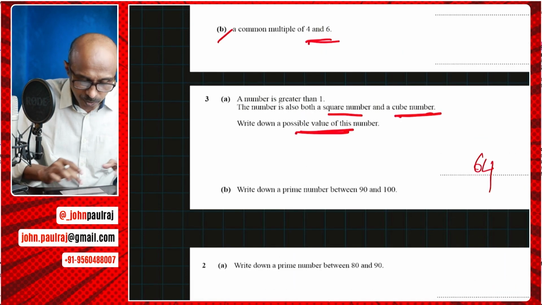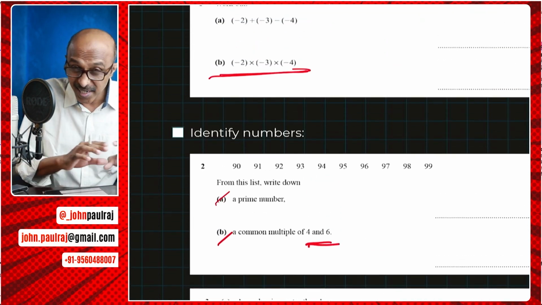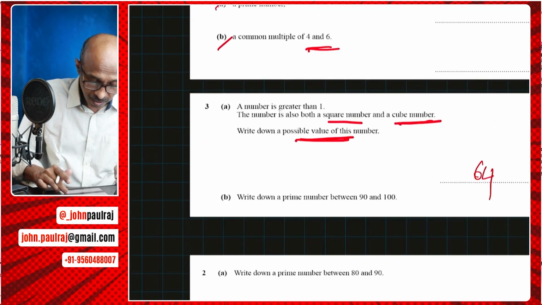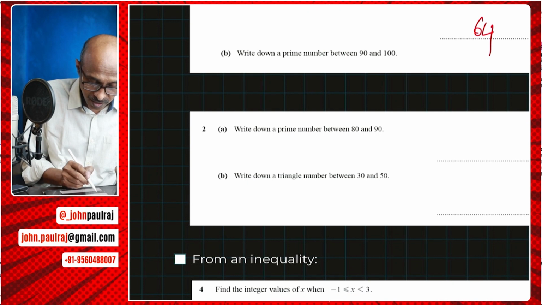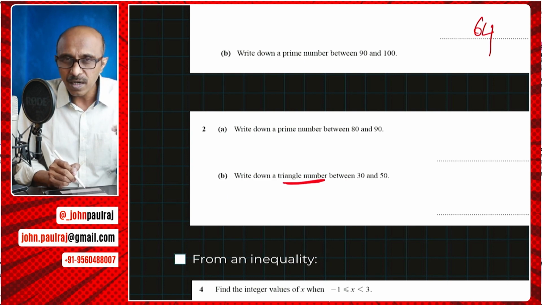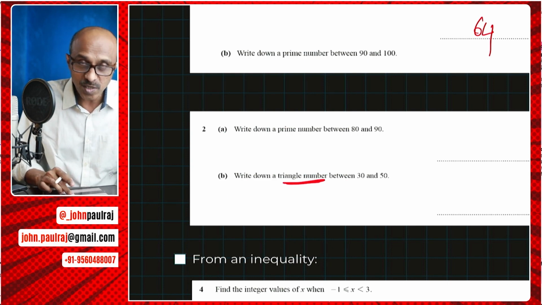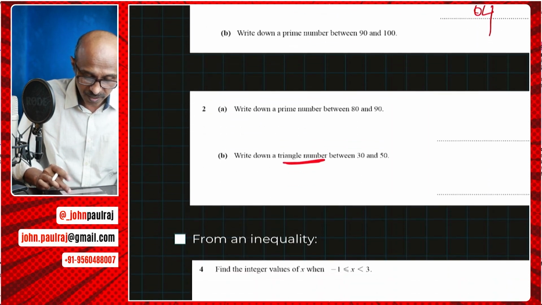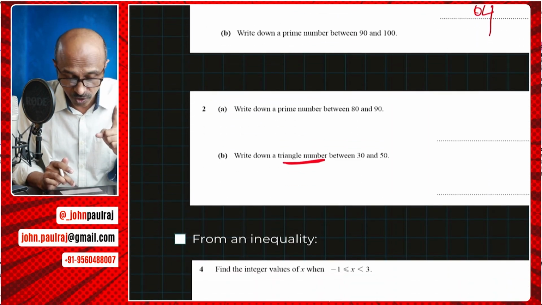So basically, I've grouped all these kinds of questions under what I've called identify numbers. So either a list is given or some kind of condition is given. One interesting question here is, can you see this part B? It says, write down a triangle number. So what is a triangle number? Actually, they're trying to figure out whether you know these ideas of what's a prime number, what are factors, what's a common multiple, those kinds of ideas. So a triangle number is not a cube number. I want you to know that, okay?